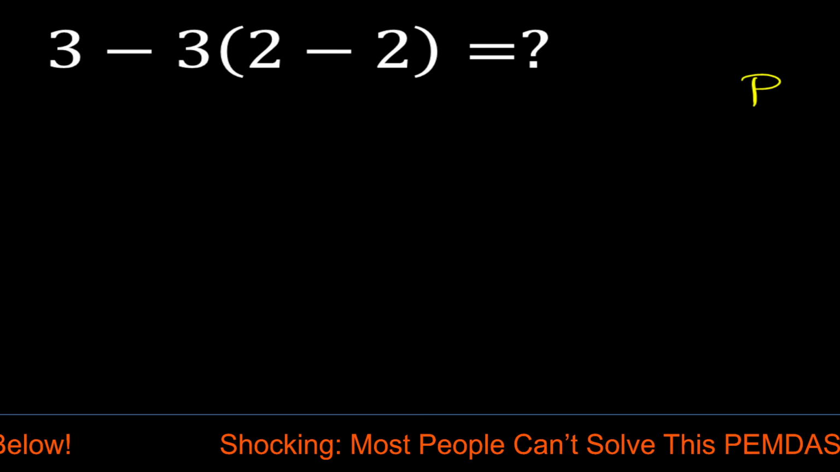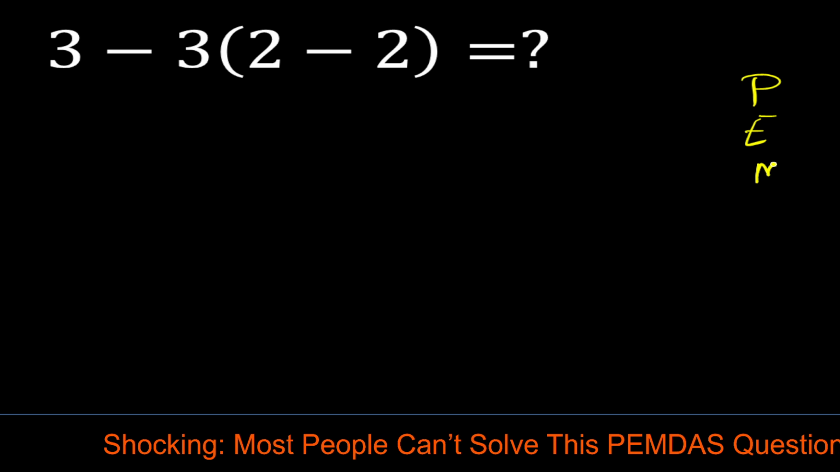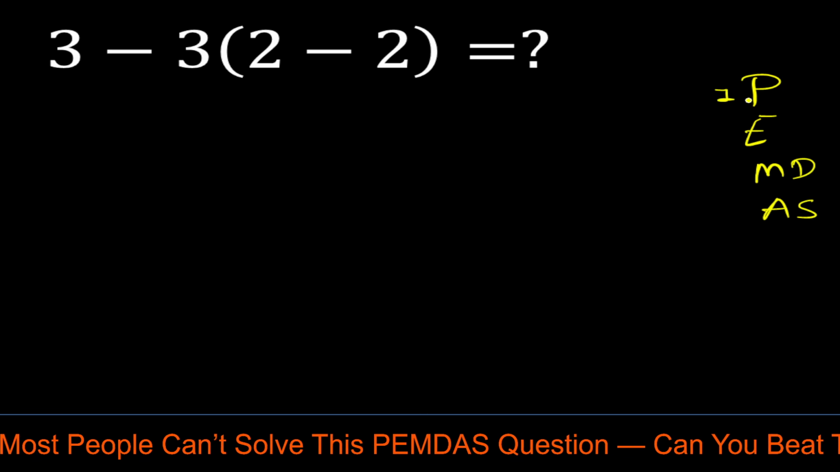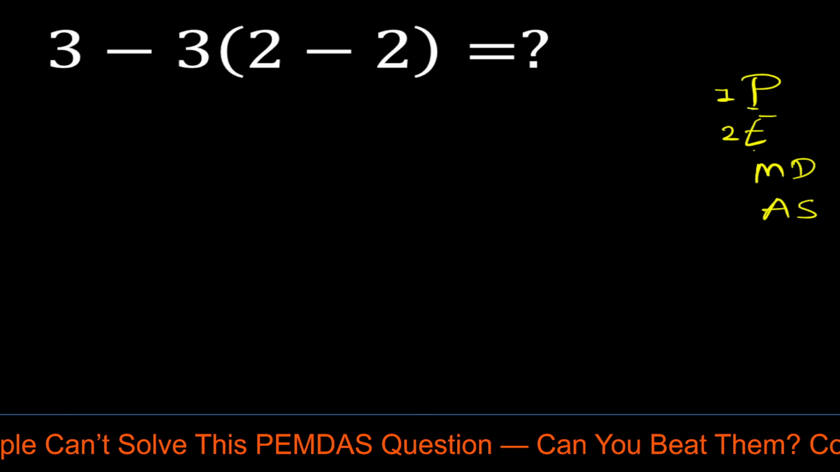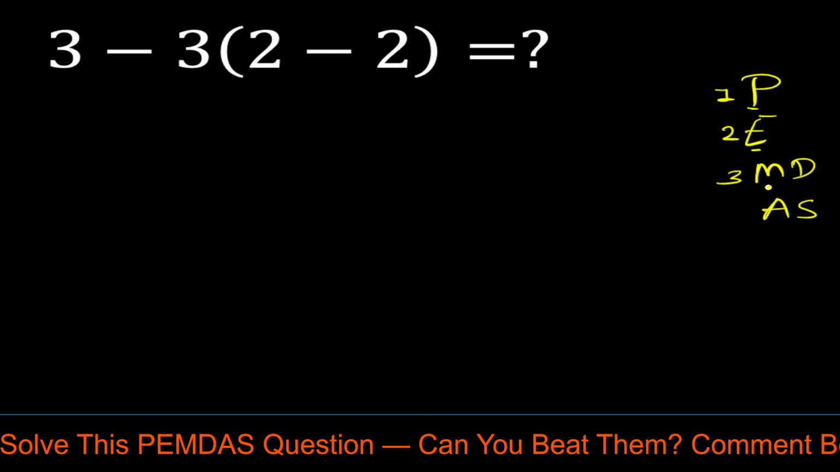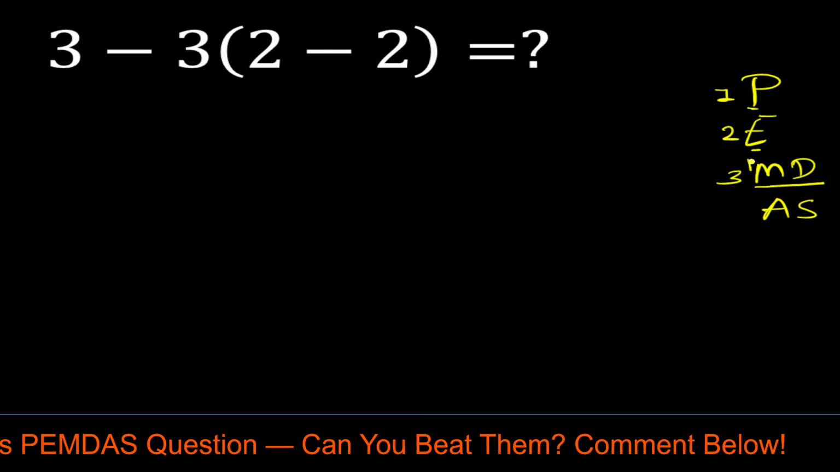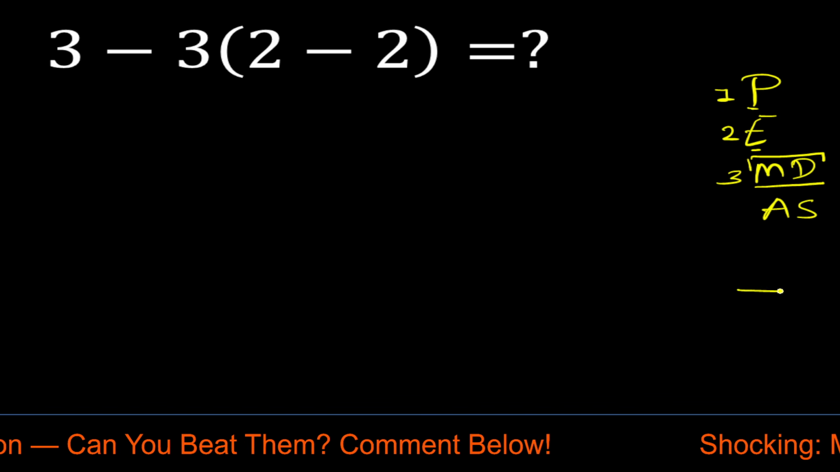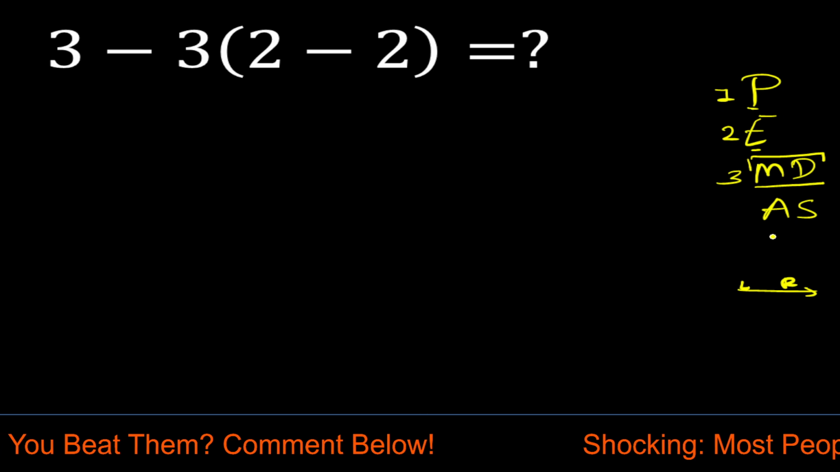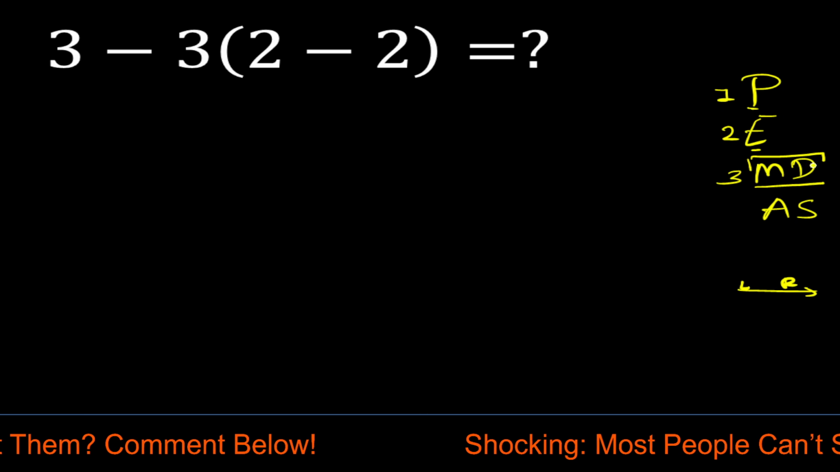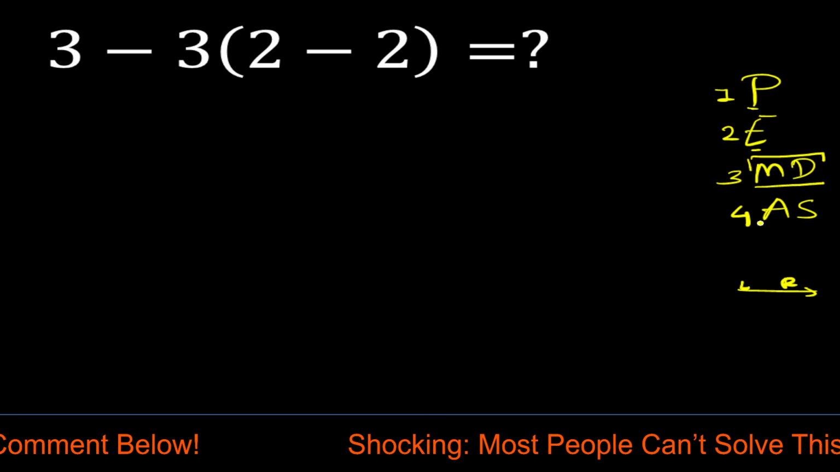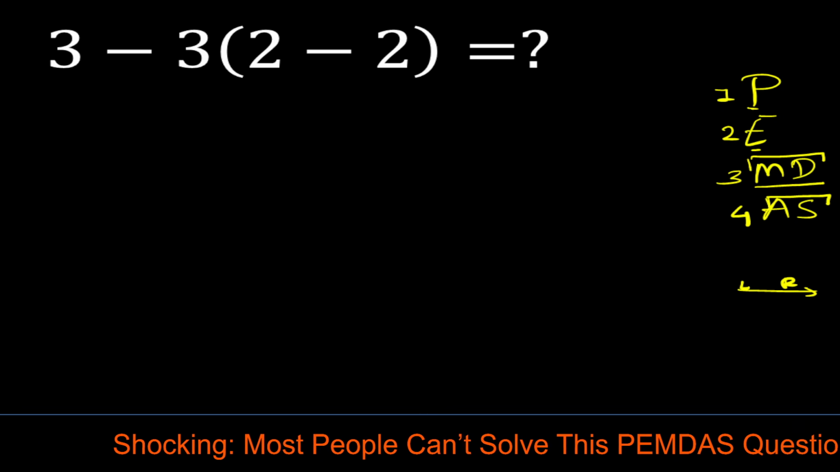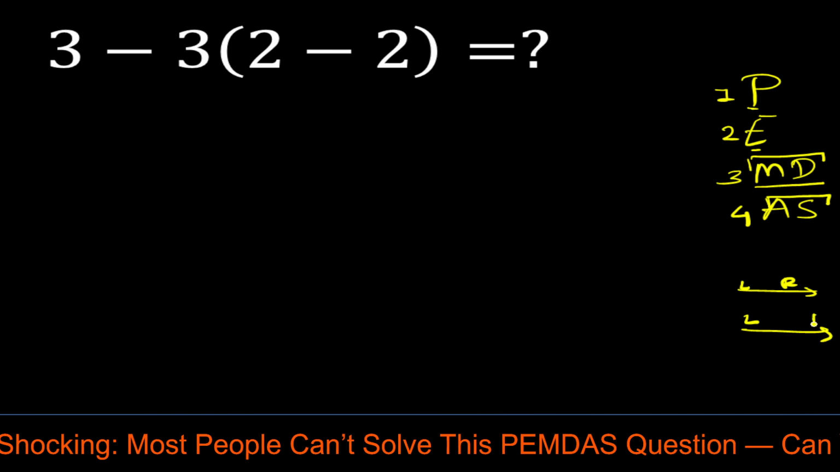So PEMDAS, P E M D A S. According to the PEMDAS rule, the first priority is parentheses, then the second priority is exponents, and the third priority is multiplication and division. Here multiplication and division both have equal priority, so we have to solve from left to right. Then the fourth and last priority is addition and subtraction. Addition and subtraction both have equal priority, so we have to solve from left to right.